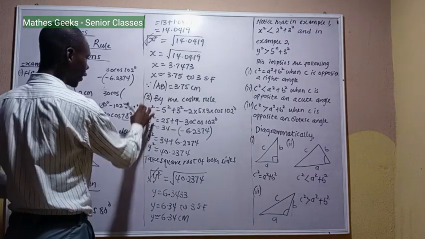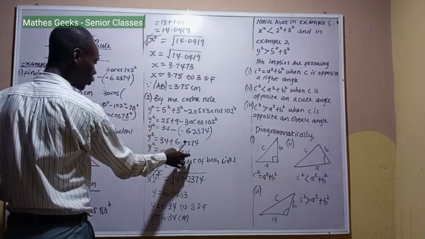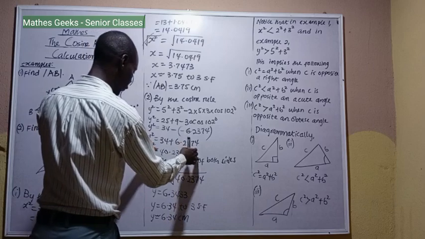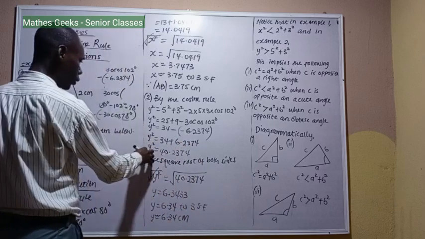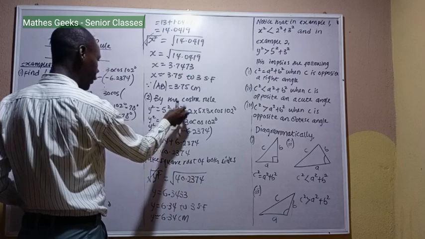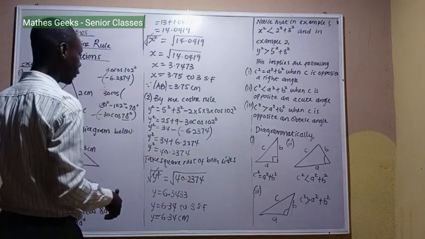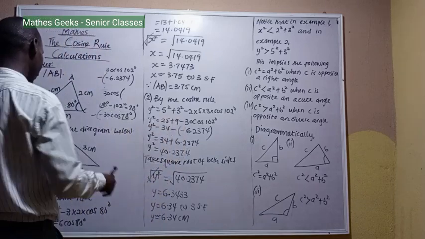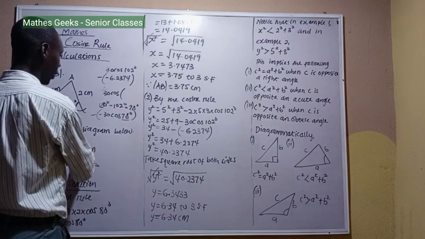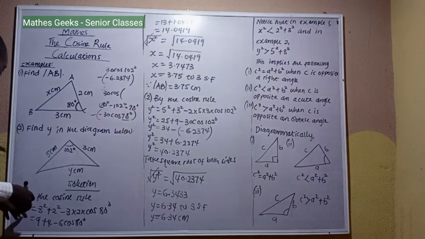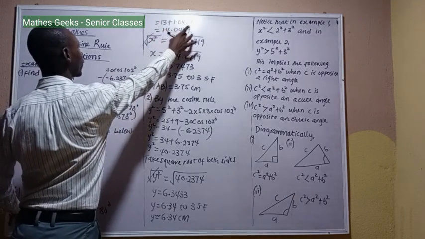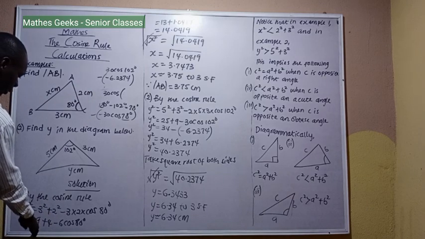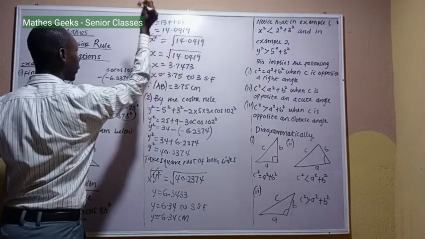So in example 2, we discover that y squared is 40.2374. The combined sum of the squares of the other two sides is 25 plus 9, which is equal to 34, and 40 is greater than 34. That was possible because the angle between the two sides was an obtuse angle, compared to the first one, where x squared alone was 14.0419, and the other two sides, 3 and 2, squared: 3 squared plus 2 squared is 9 plus 4, which gives us 13.